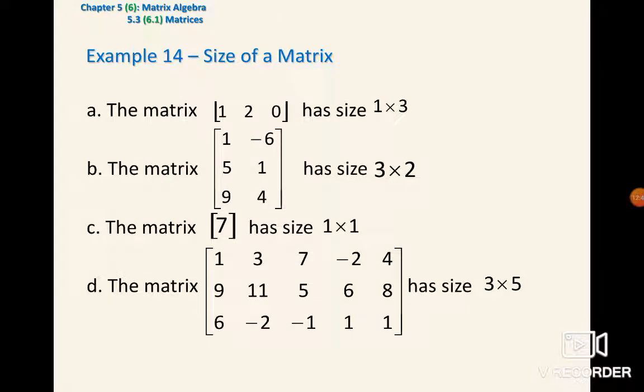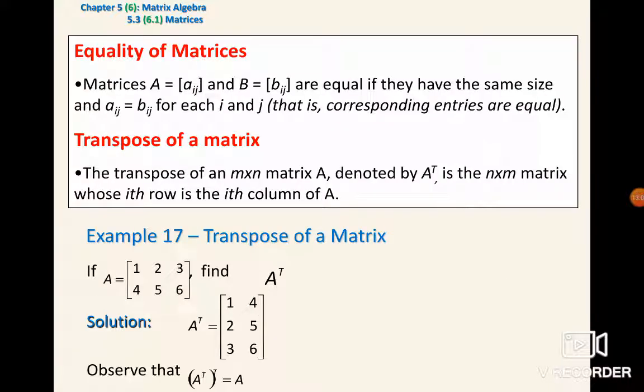The size of this matrix is 1 by 3, and the size of this matrix is 3 by 2. There are 3 rows and 2 columns. This is a singleton matrix, so the size is 1 by 1. In this matrix, the size is 3 by 5. That's it.